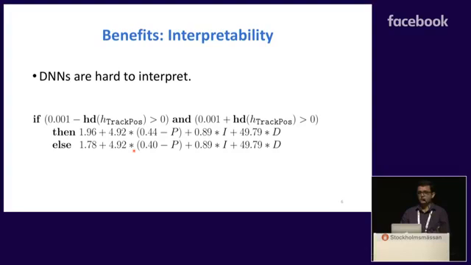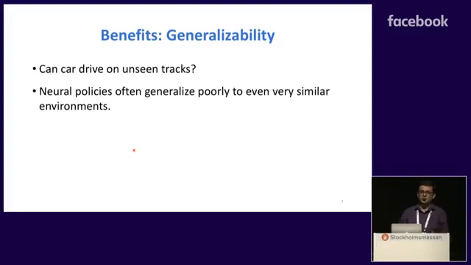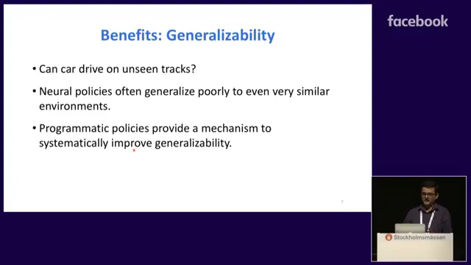The second benefit is generalizability, by which we mean how does the agent perform on similar but unseen environments. For example, can the car drive on tracks that it has not been trained on? Neural policies often generalize poorly to even very similar environments. The essence of this problem was captured by Jacob Andreas in one of his tweets when he said, DeepRL is popular because it's the only area in machine learning where it's socially acceptable to train on the test set. Now, of course, that's not the only reason that DeepRL is popular, otherwise you wouldn't all be here. But programmatic policies are much more generalizable in general than DeepRL policies. And this is because they have a mechanism to systematically improve generalizability.